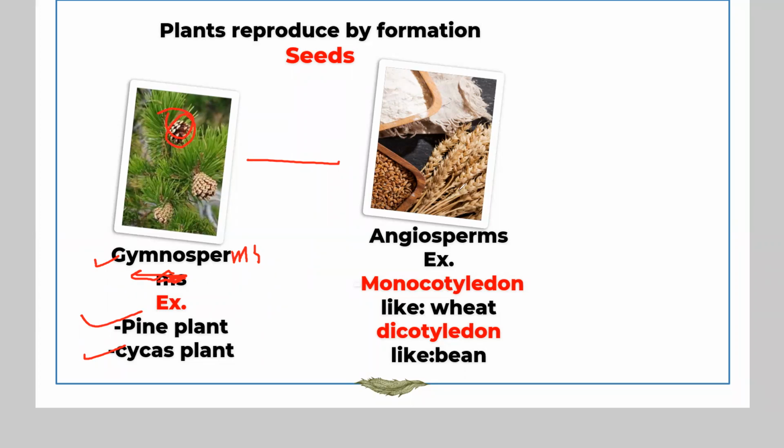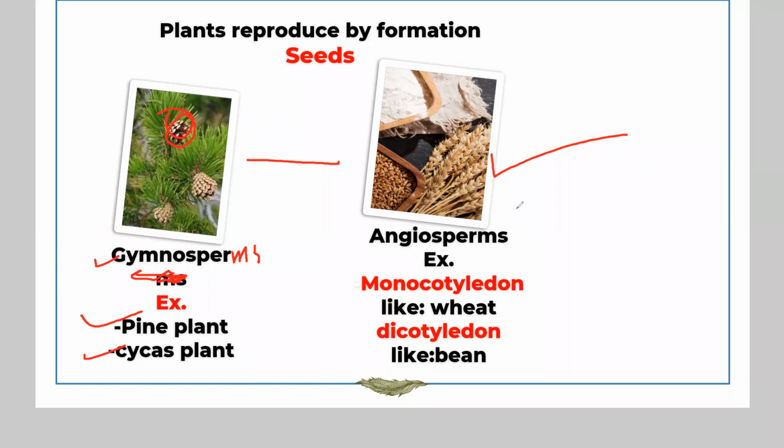Gymnosperm seeds are inside cones. Angiosperm seeds exist within a fruit. Gymnosperm is not a flowering plant; it doesn't form flowers, while angiosperm is a flowering plant, it forms flowers.